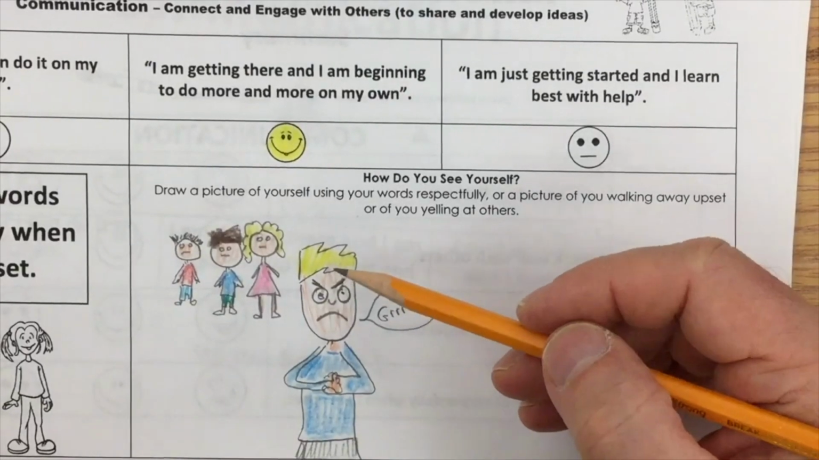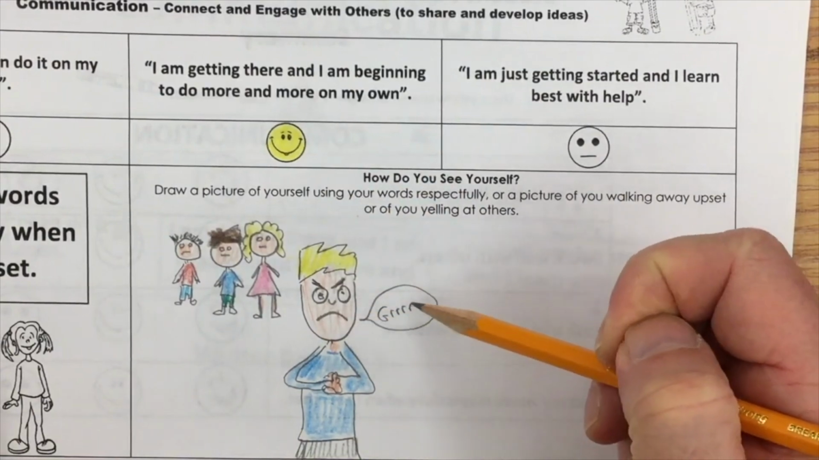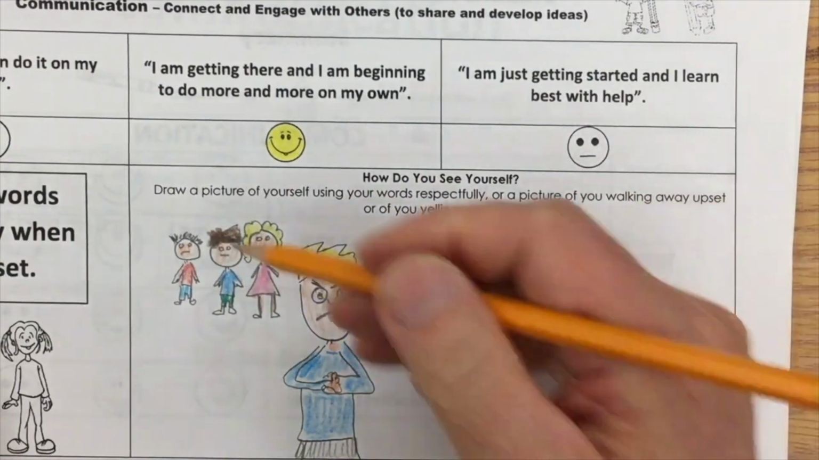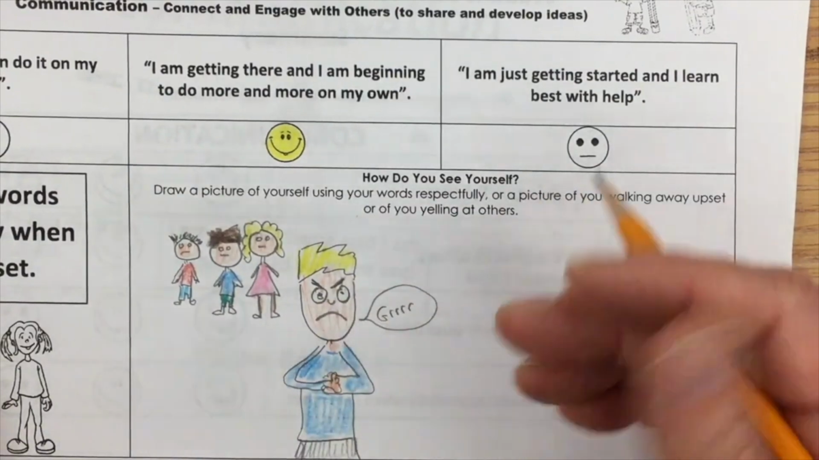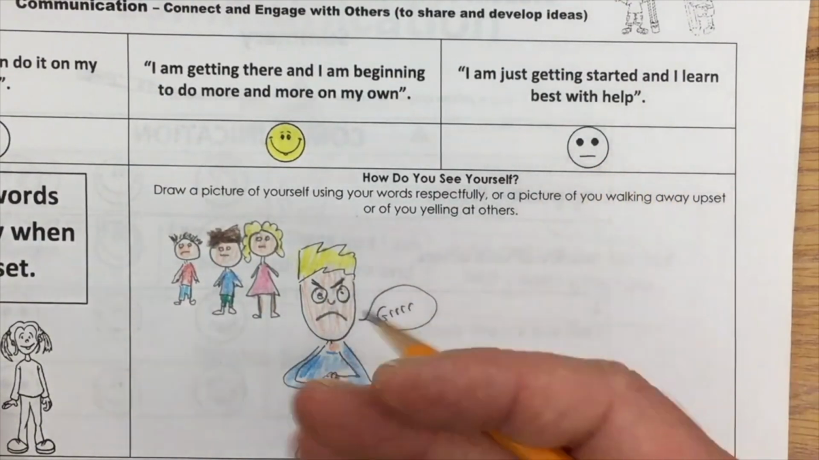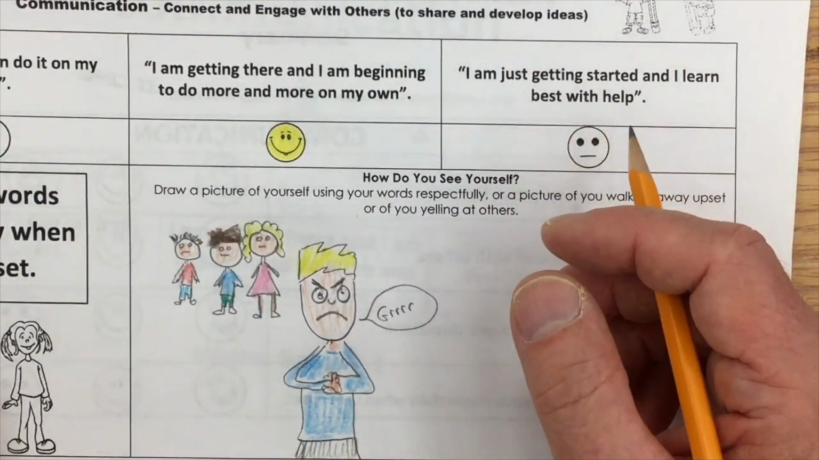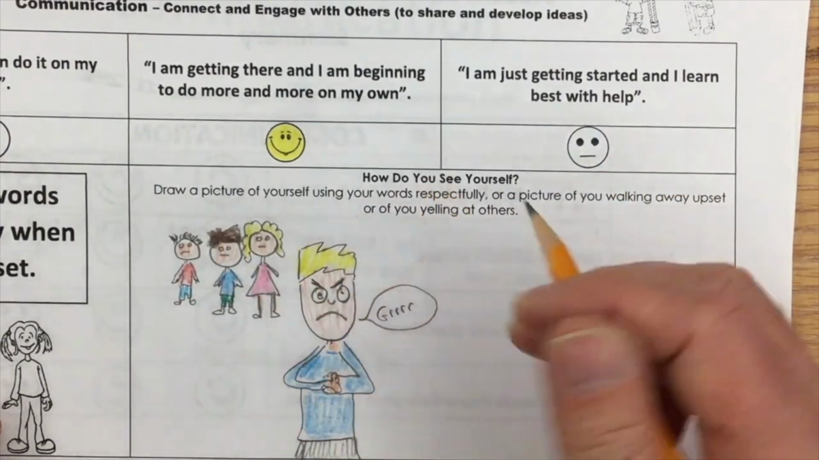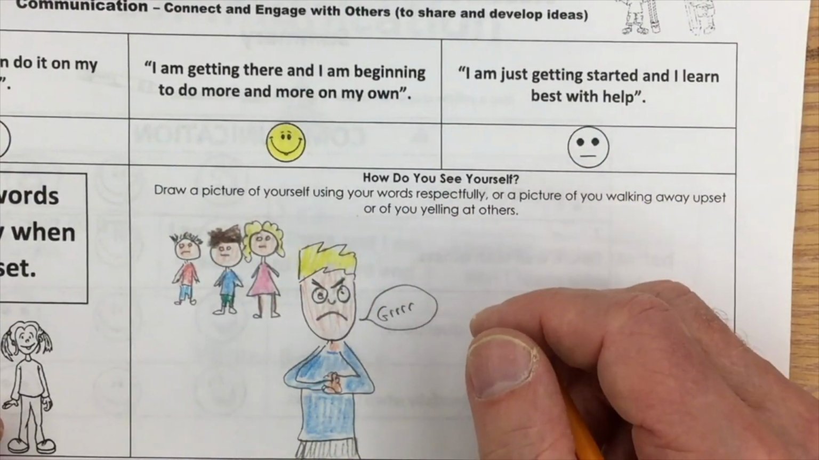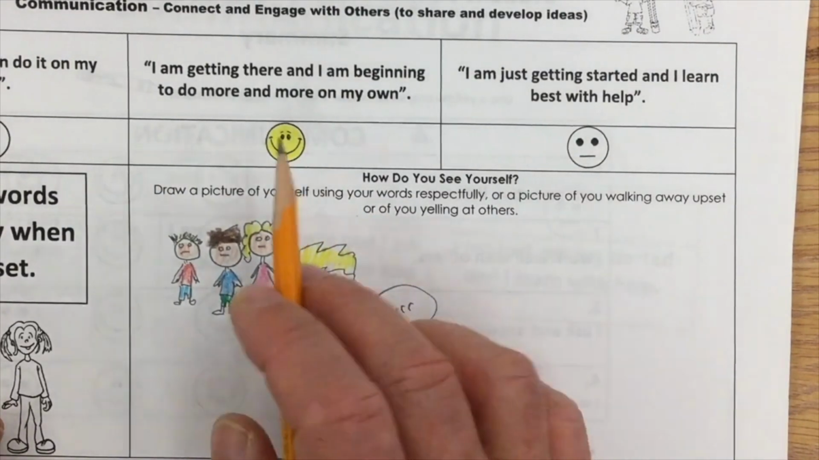Here I've drawn my picture of me storming away, pouting, being angry, grrr, and I'm walking away from my friends because I'm upset at them. I'm not able yet to just calm down and use some words like, hey, I don't like it when you do that, you made me upset, or you made me angry, right? To be able to calmly talk to my friends. At the same time, I'm not shouting and yelling and calling them names, but I am walking away. So that kind of matches this face here.